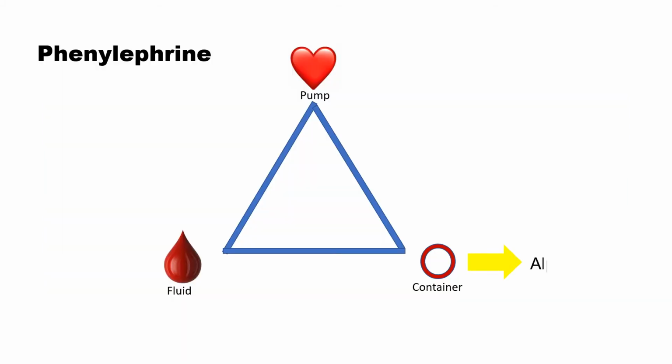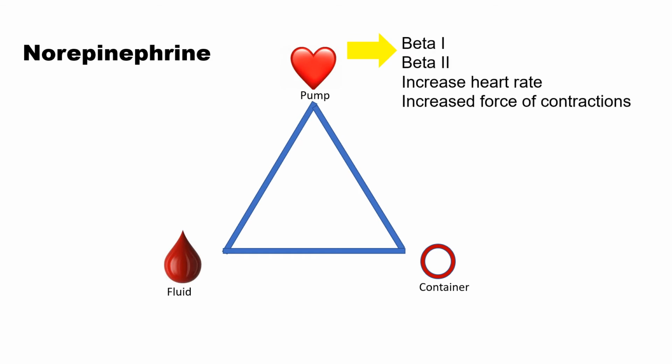Phenylephrine targets the alpha receptors, and the alpha receptors act upon vasoconstriction. Vasoconstriction acts to increase systemic vascular resistance, thereby increasing the blood pressure. Norepinephrine acts upon the beta 1 and beta 2 receptors. This increases the heart rate and forced contractions. It also acts upon the alpha receptors. This acts to vasoconstrict, and the vasoconstriction increases peripheral vascular resistance, thereby increasing blood pressure.